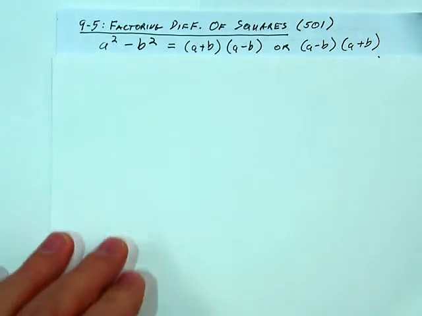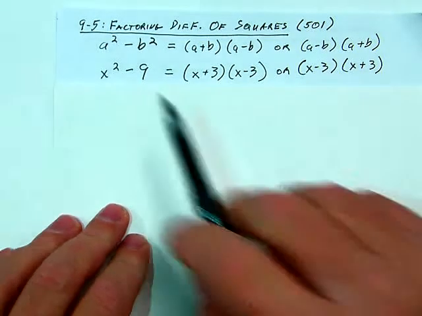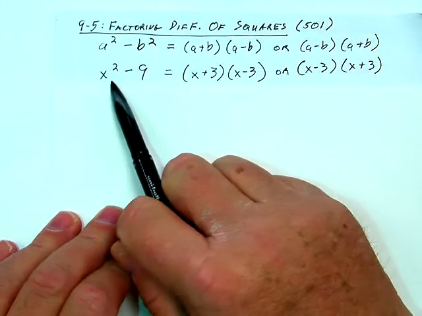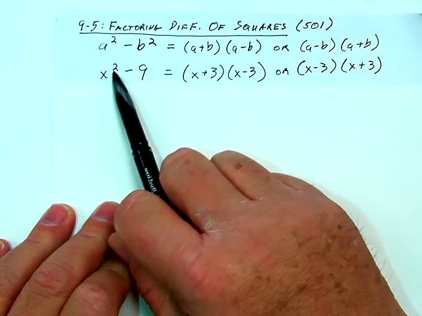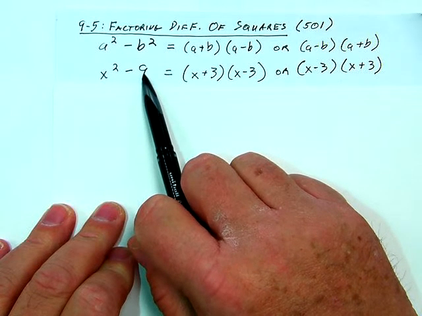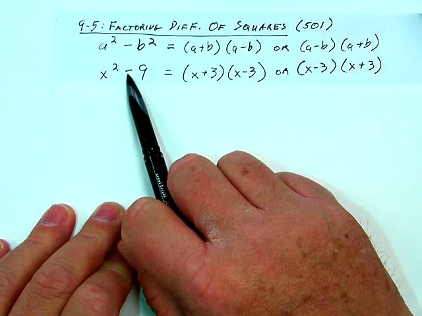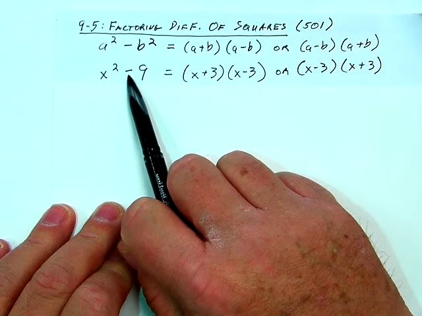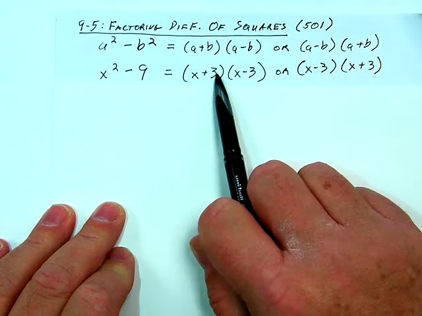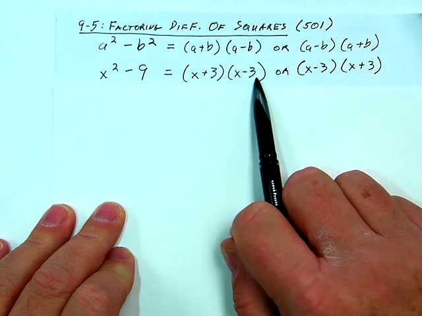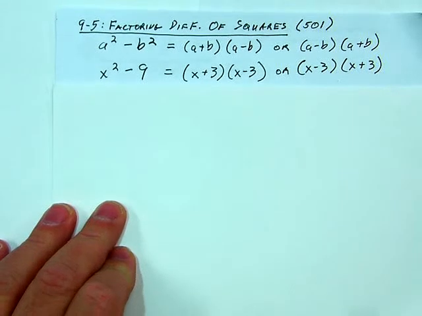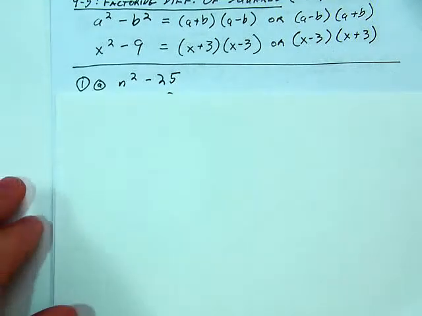Okay, let's take a look at an example of that. x squared minus 9. Well, we see right away that x squared is a squared function, x squared. But 9 is really 3 squared. And so we have a minus sign between them. So we can immediately translate that to x plus 3 times x minus 3, or the opposite version of that. Doesn't matter in which order we put those two. Let's take a look at an example.